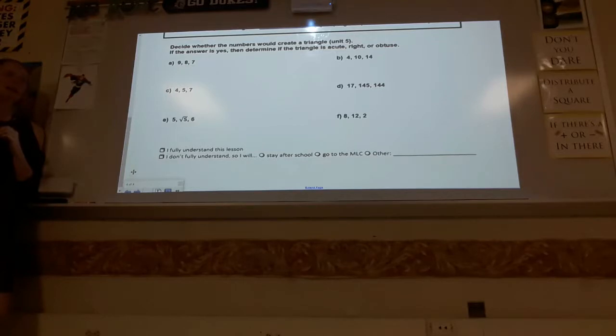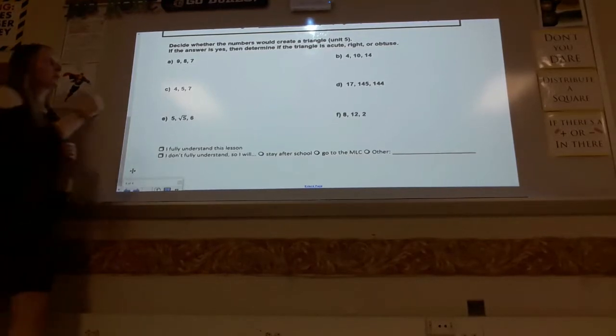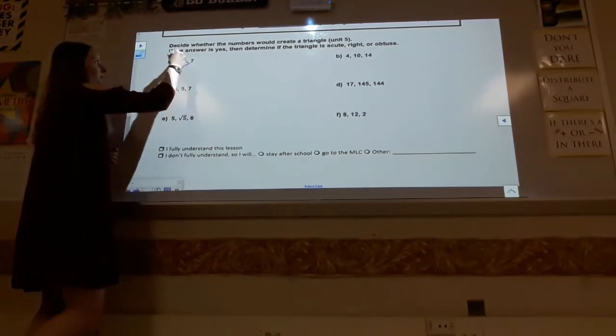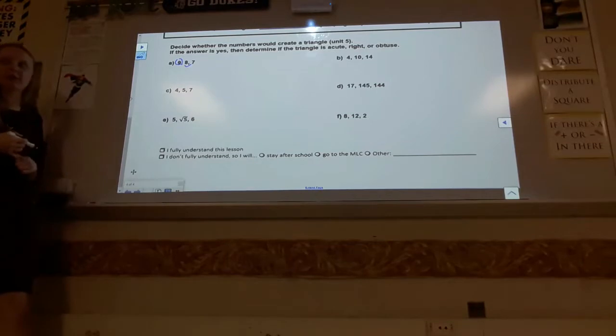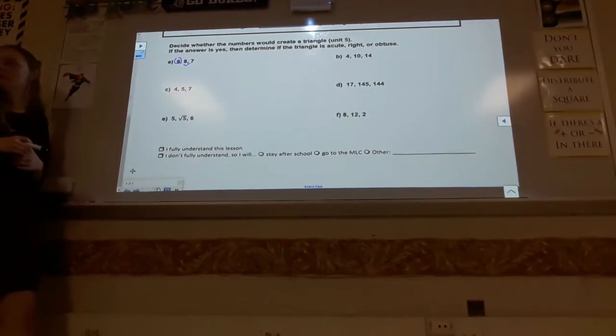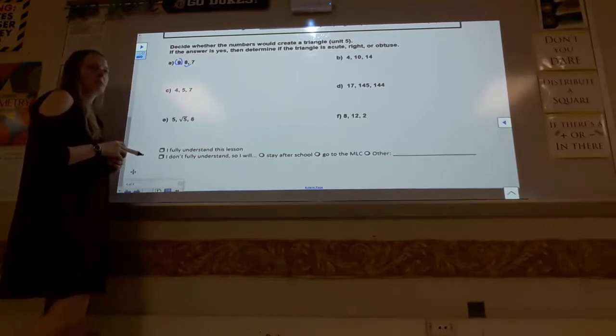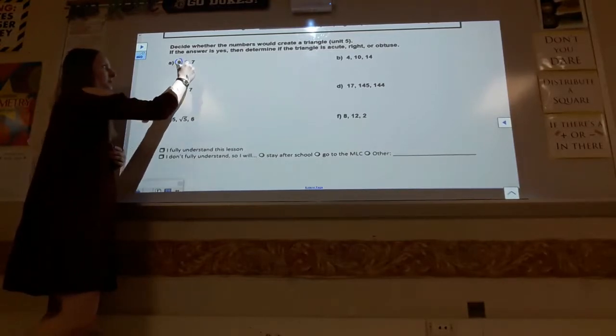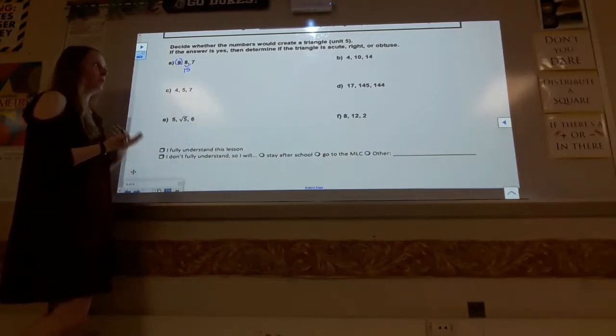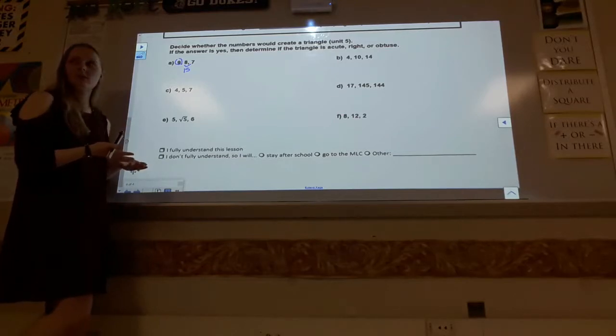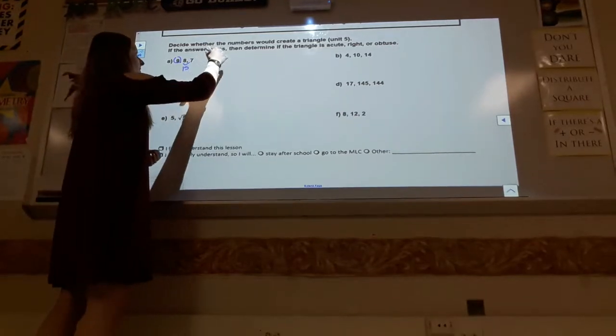Say I give you sides 9, 8, and 7, and I want to know if it can make a triangle. Tatum? 7 plus 8 has to be greater than 9. Yeah. You have to add the two smaller sides, make sure it's bigger than the third side. We learned that in Unit 5. So if I add 7 and 8 together, what do I get? 15. So for my first question, would those create a triangle in the first place? Yes.